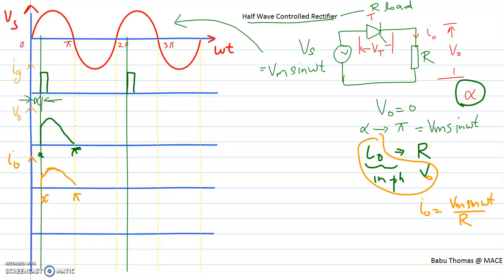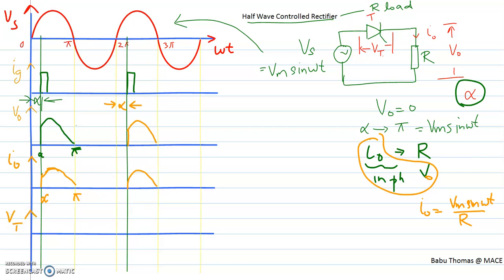The same thing will be repeating in the cycle from 2 pi plus alpha. So this is again your alpha. From 2 pi plus alpha to 3 pi, the output voltage will be like this and the output current will be like this. So V0 and I0 are in phase with each other, but the I0 value is lesser than your V0 value. Now at this condition we should also see how the waveform across the thyristor will look.